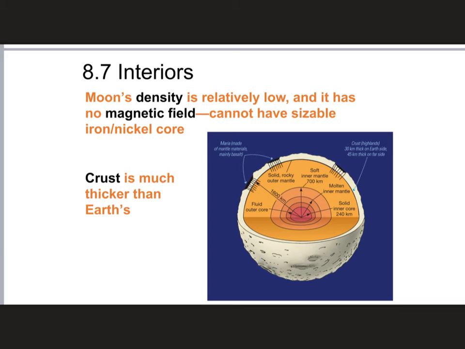Now, considering the moon again, I already pointed out that the moon's density was really low. And another feature of the moon is that it does not have a magnetic field. These things together, the fact that it has such a low density, suggest that it does not have a lot of iron or nickel. In fact, unlike the Earth, which has an iron-nickel core, the moon does not have that.